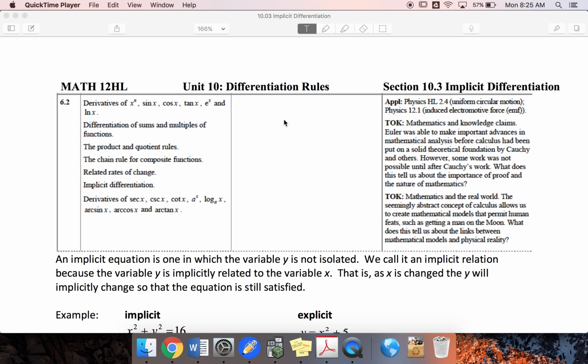In this video we're going to talk about implicit differentiation. This is in syllabus topic 6.2. We can see it down here. So let's first talk about the difference between an implicit equation and an explicit equation.